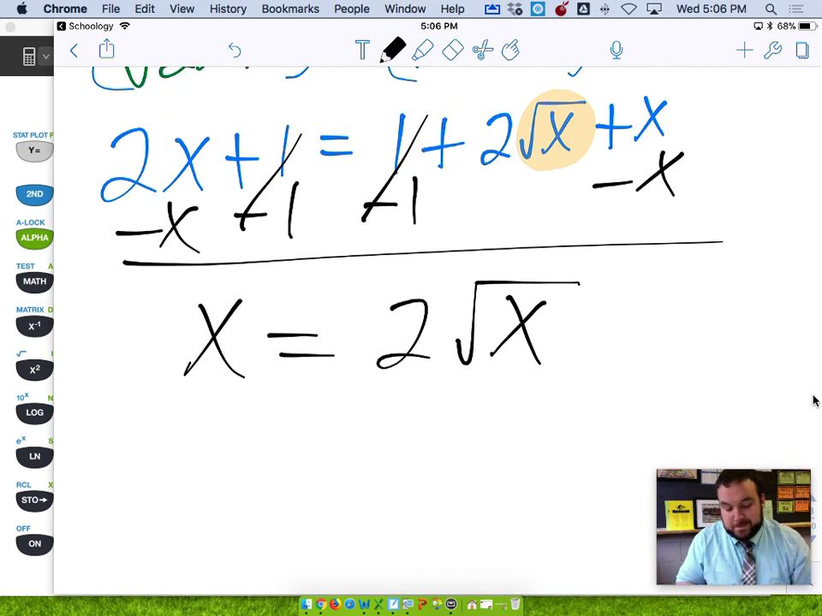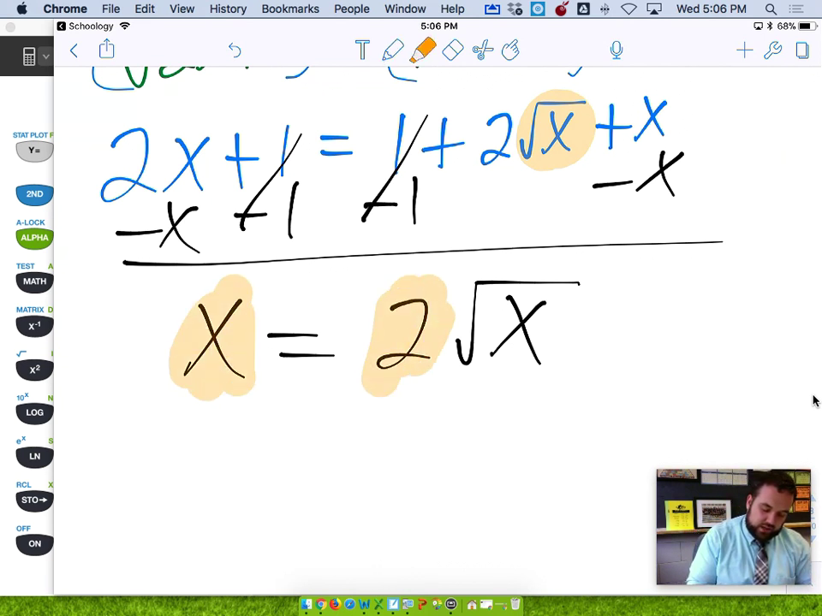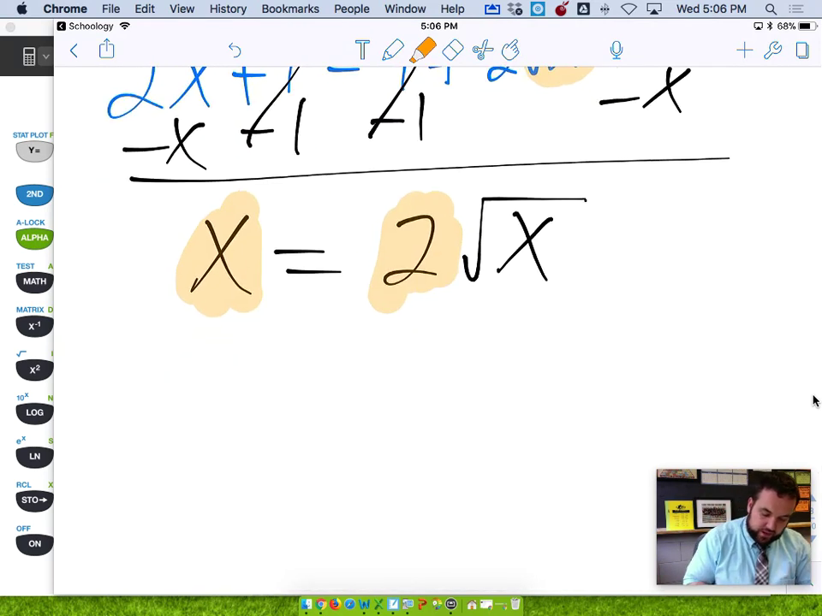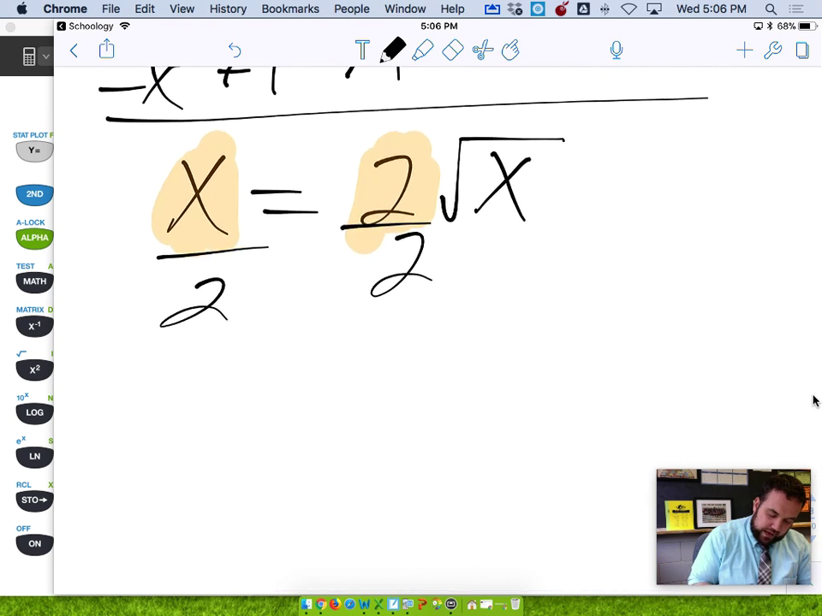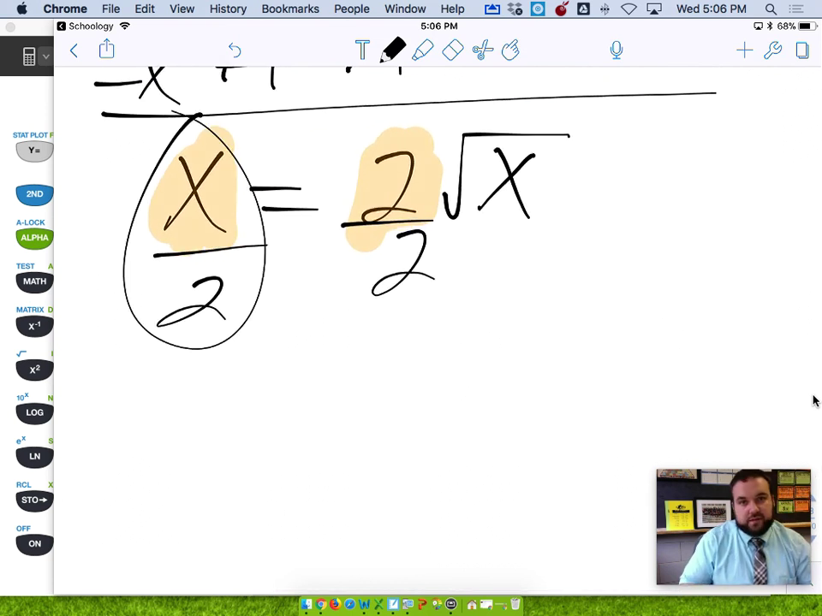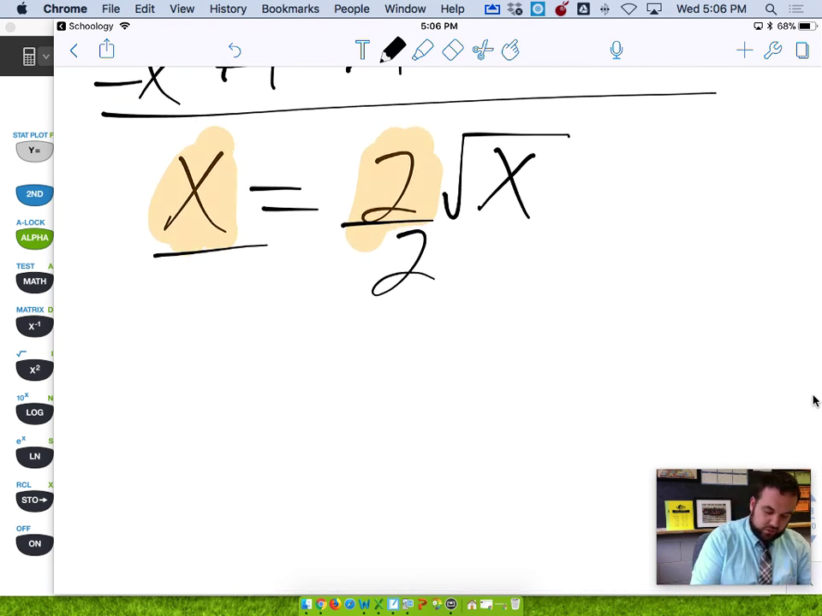Okay. Now, at this point, I could divide by 2 on both sides, but I know that my next step is going to be to square. And if I can avoid fractions, like if I were to go ahead and divide by 2 on both sides, I can't do anything to simplify that fraction. I have to leave it x over 2. And this algebra is going to be a lot easier if I don't do that.